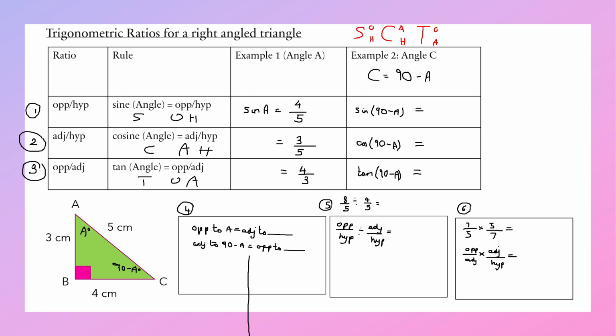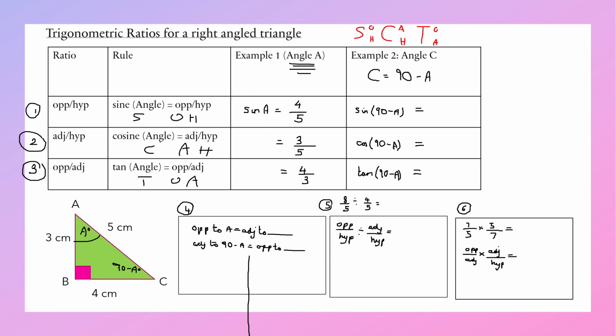So I told you already, we already know that opposite over hypotenuse was 4/5 for A. We're using angle A, by the way, which we used last time, same triangle, 4/5, 3/5, 4/3. Now let's see how this works. So sine of an angle is equal to 4/5. So if we have A here, opposite was here, hypotenuse, so we've got 4/5.